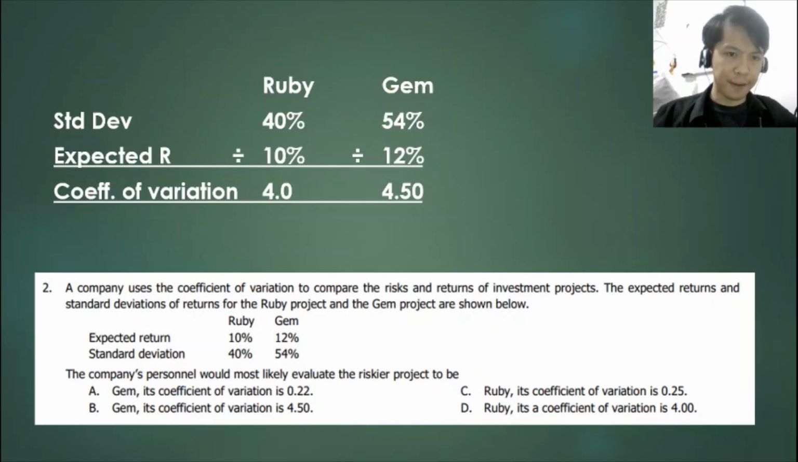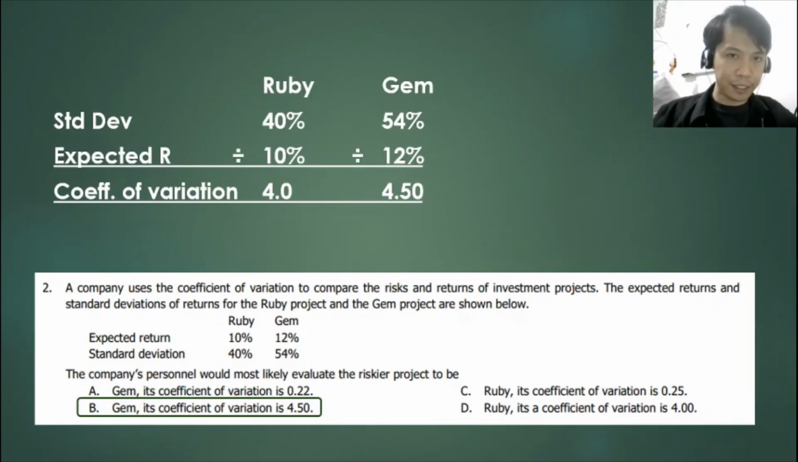Ruby's coefficient of variation is 4, while Gem's is 4.5. Meaning for every percentage rate of return expected from Ruby, the investors carry 4 standard deviations, while for Gem, for every percentage rate of return expected from it, the investors carry 4.5. Meaning to say, Gem is relatively riskier with more standard deviations per rate of return. So the correct answer here would be letter B. Gem is the riskier project because its coefficient of variation is 4.5, higher than that of Ruby.